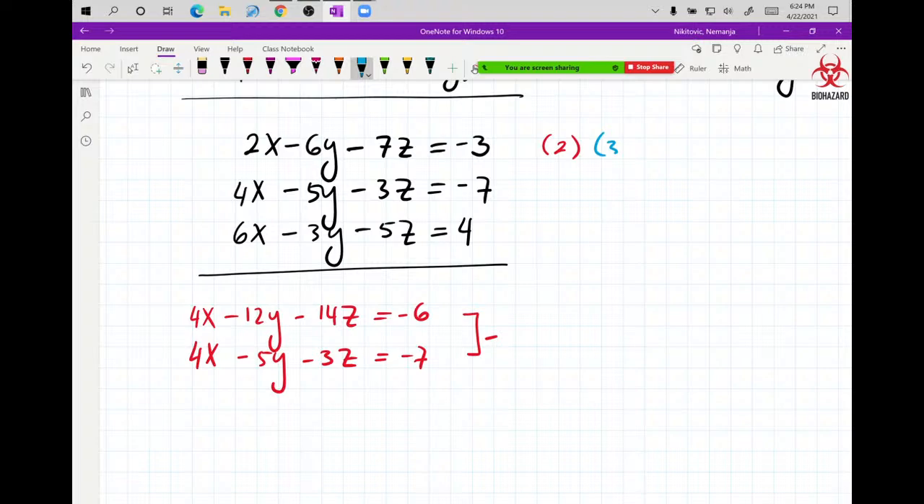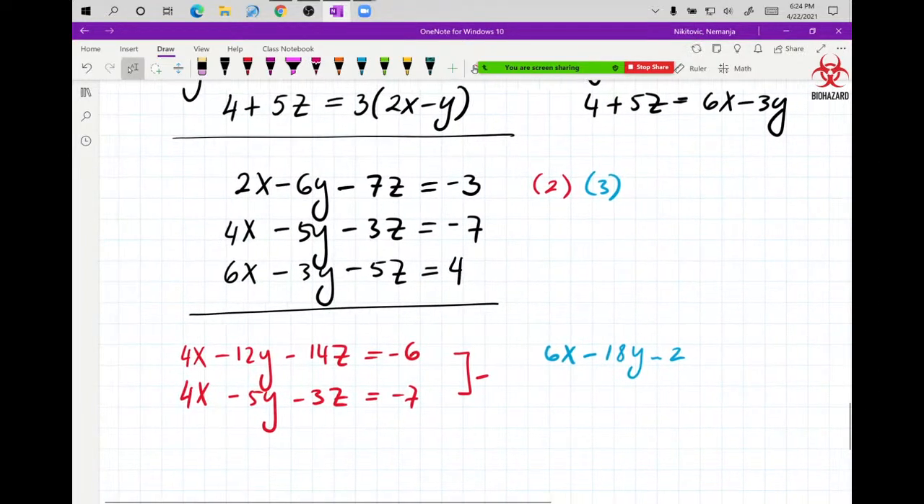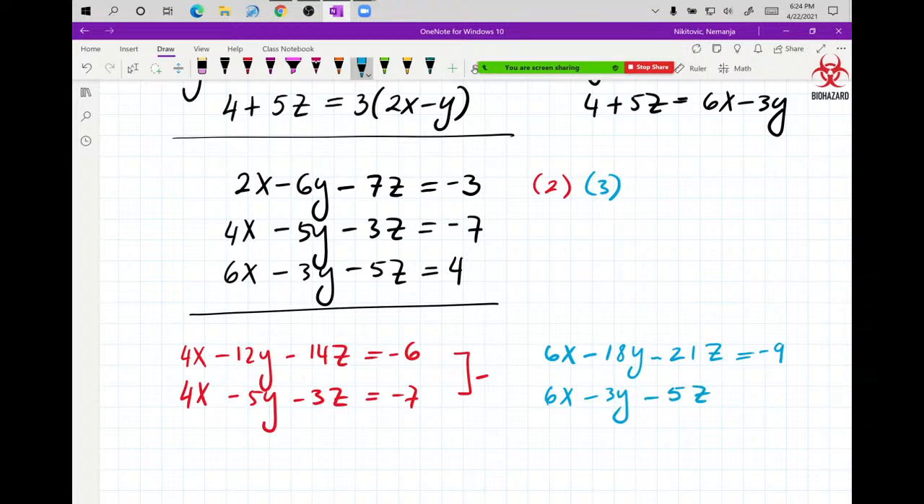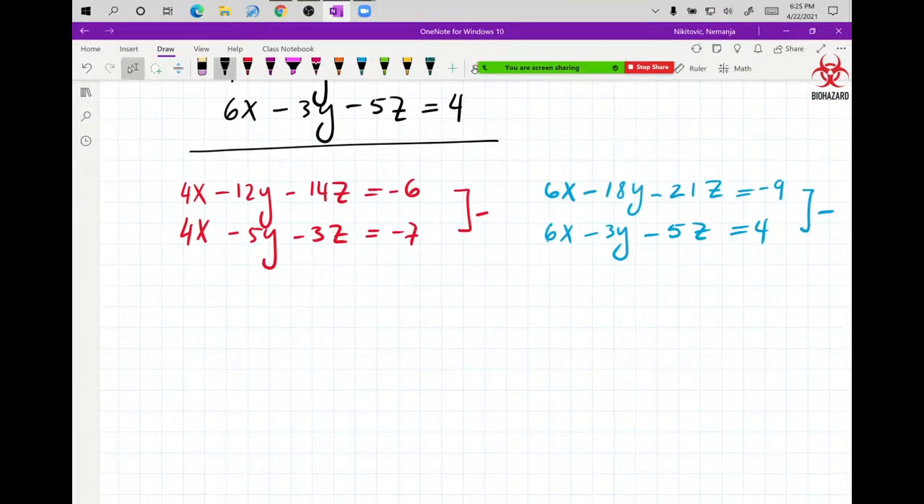Then multiplying the top equation by 3 so that I have 6x and can eliminate with the third equation. So 6x, then minus 18y minus 21z equals negative 9. And for the bottom, we just copy the third equation because we haven't done anything to it. We'll just leave it there. And again, we subtract these equations because that will eliminate x's.